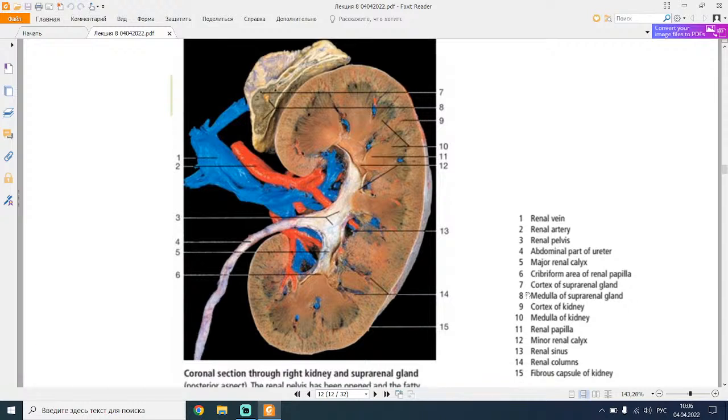What you see? Coronal section through the right kidney and suprarenal gland. This is cortex renalis with striations, and medulla renalis, columna renalis. This is columna renalis. This is together cortex renalis, medulla renalis.